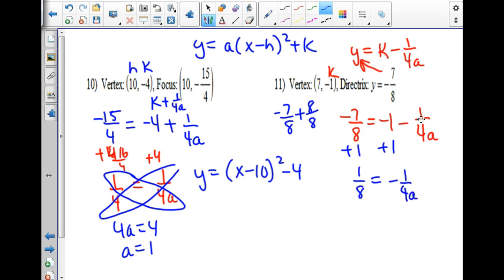Don't forget the minus sign in front of the 1 over 4a. Then if I cross multiply, I'll have 4a equals negative 8. So this time a is negative 2. So my equation for number 11 is y equals negative 2 times x minus 7 quantity squared minus 1.